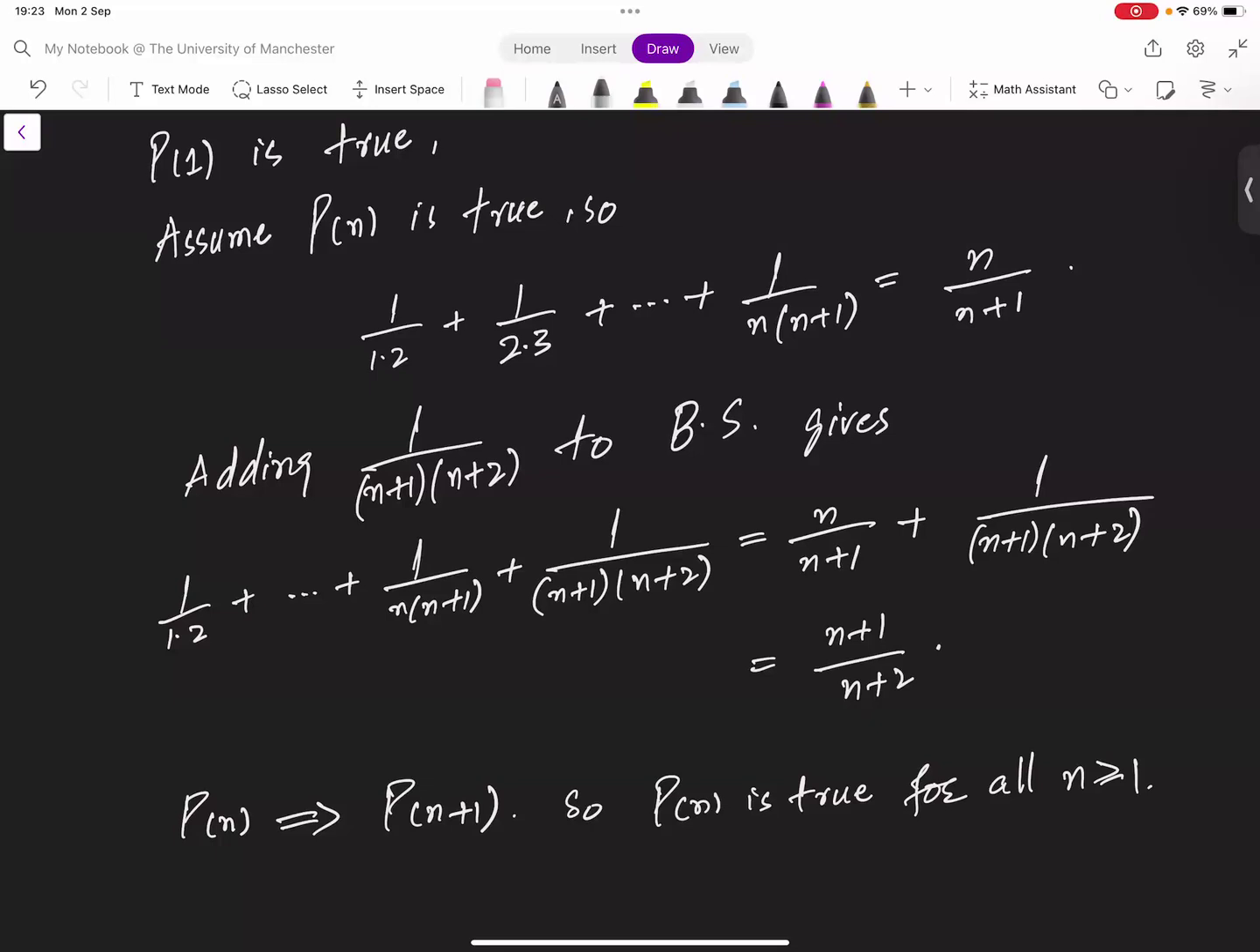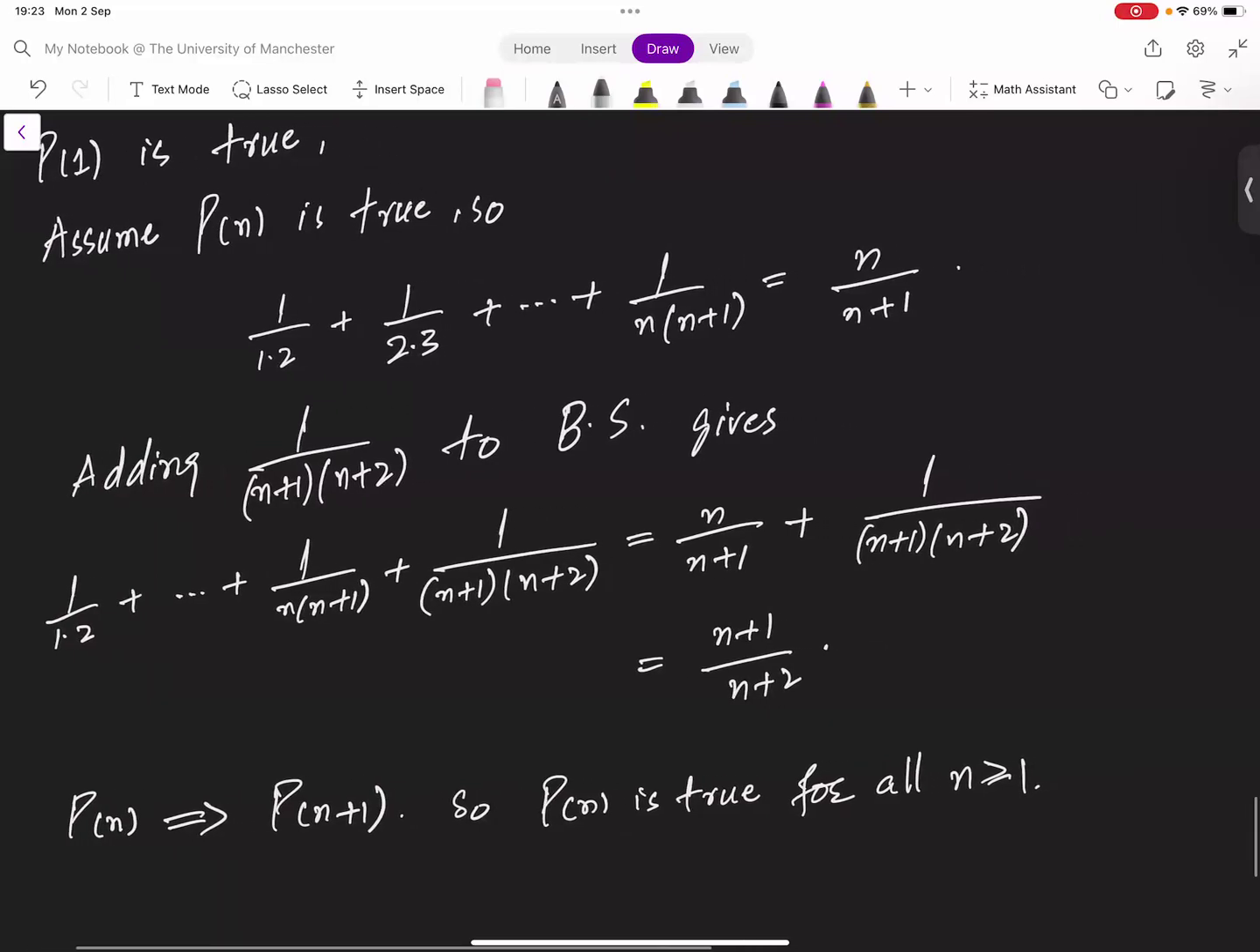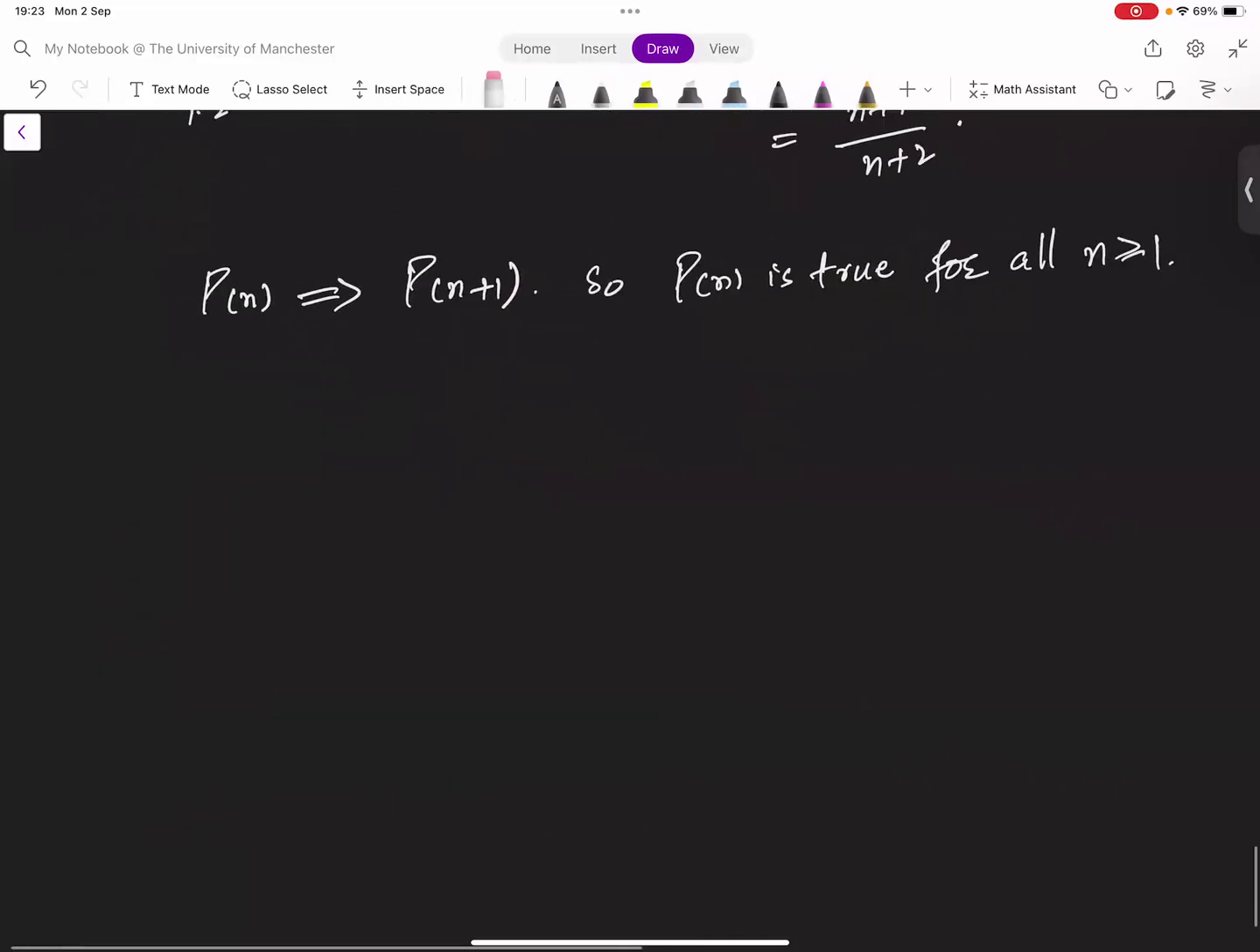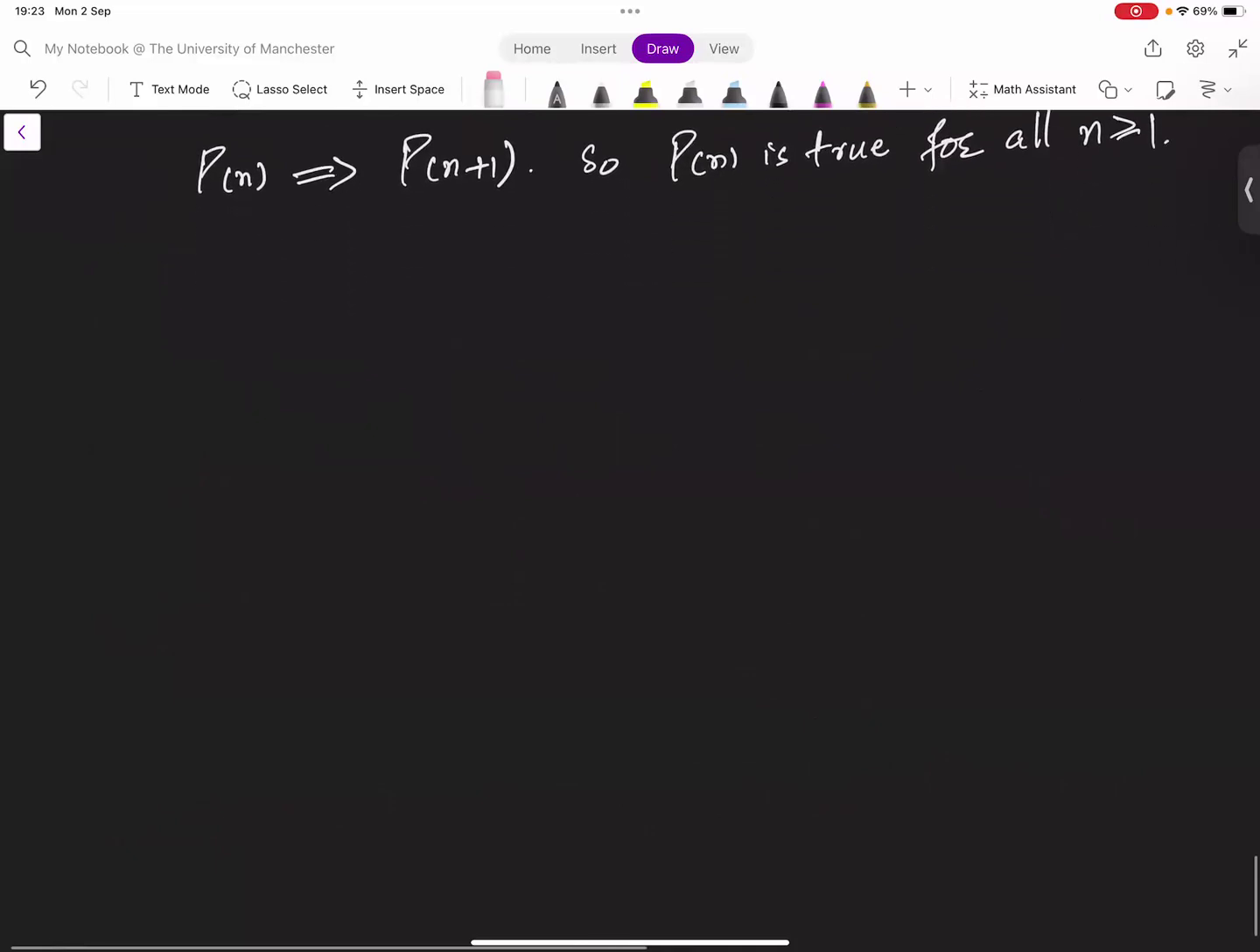Now see, it's very hard to write all of this expression. To make it simple, we use a notation called the sigma notation.